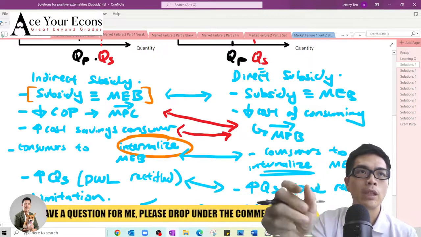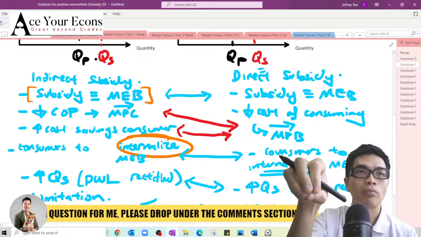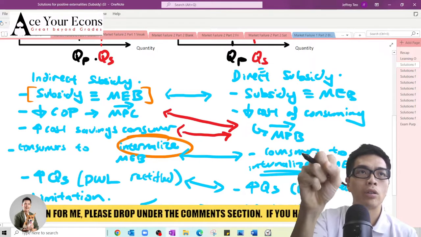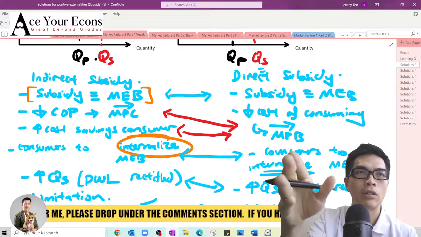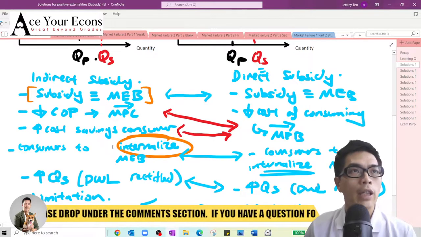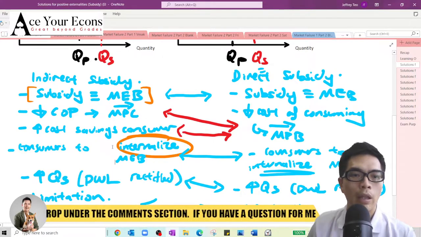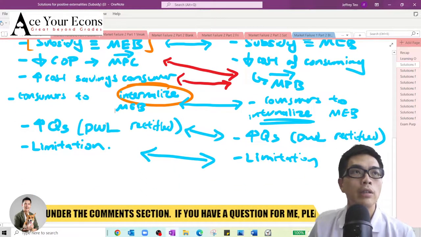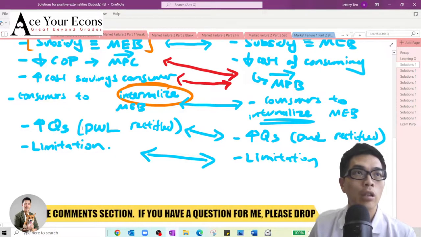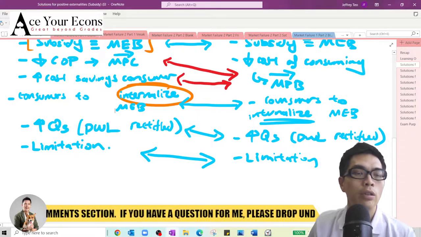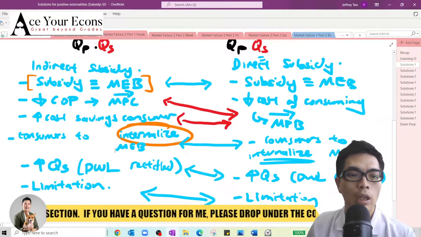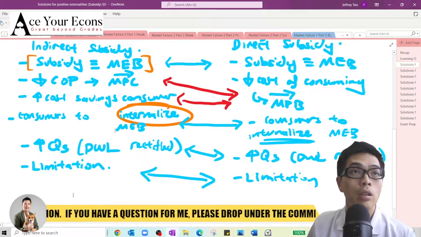Internalizing simply means holding them accountable. In layman's terms, you want to hold the producer or the consumer accountable for the external cost or external benefit. So once consumers internalize the external benefit, then they will start to what? Increase their consumption, consumption in this case, to the socially optimal level, and you will eliminate the deadweight loss.